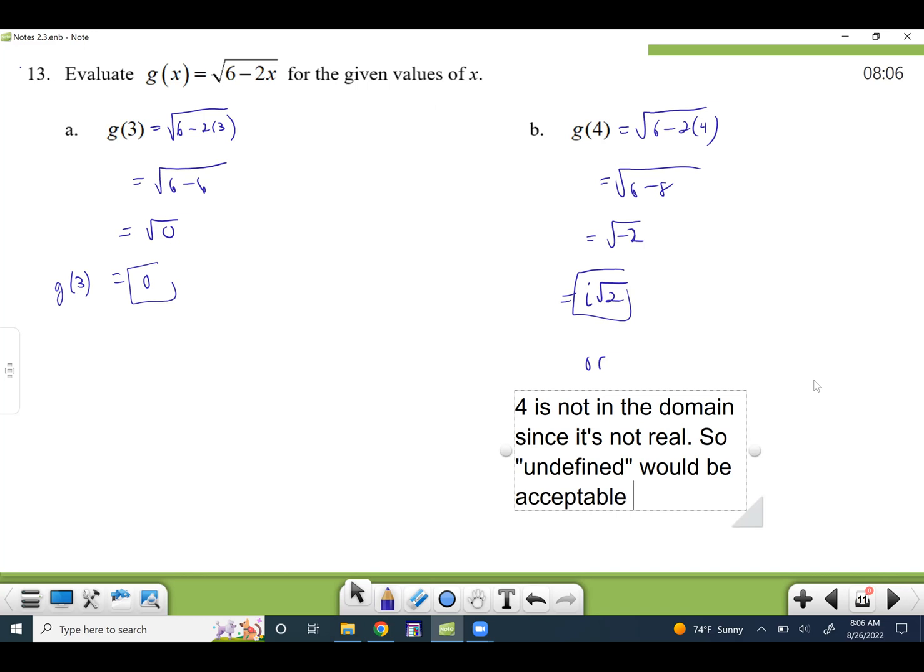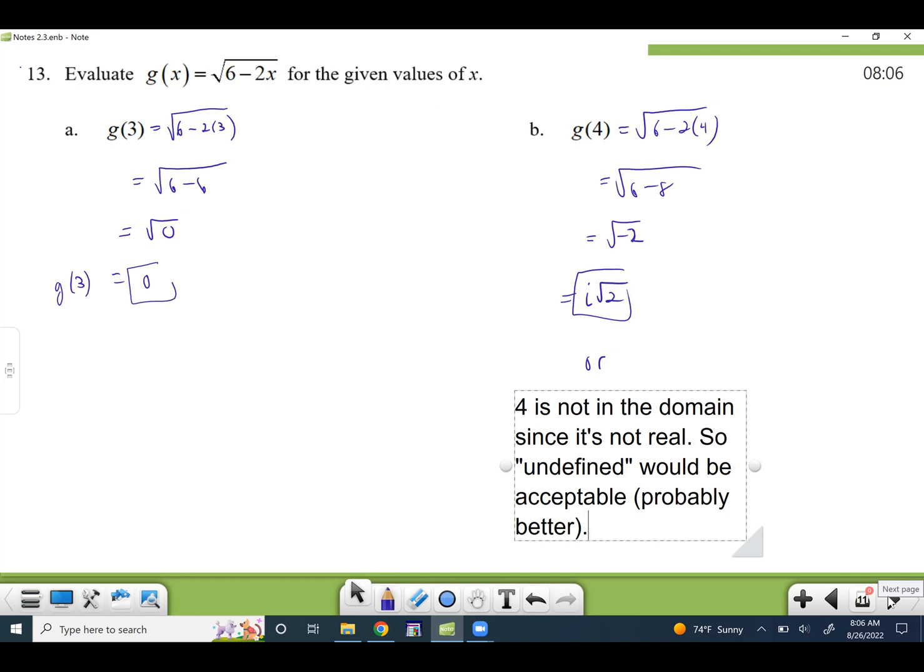Not just acceptable, probably better. Put things like this into your calculator, it says domain error. But I think if you just plug this whole thing into your calculator, that's what it would say, domain error. So when you're getting an imaginary out, you know that you have a domain error. So undefined is going to be the response for that.